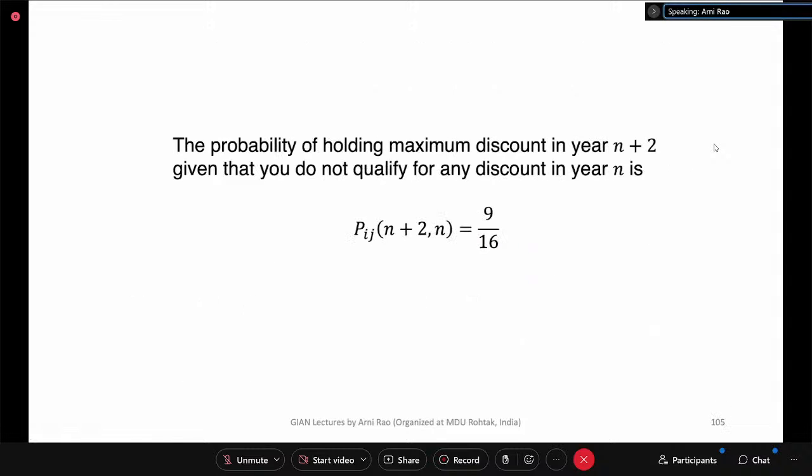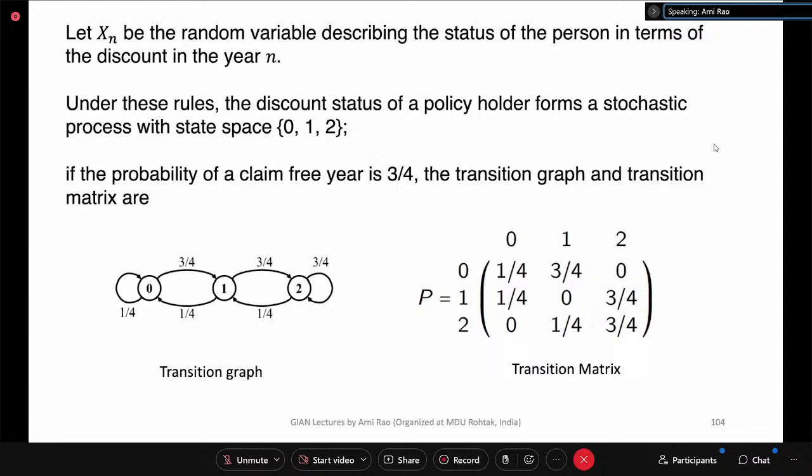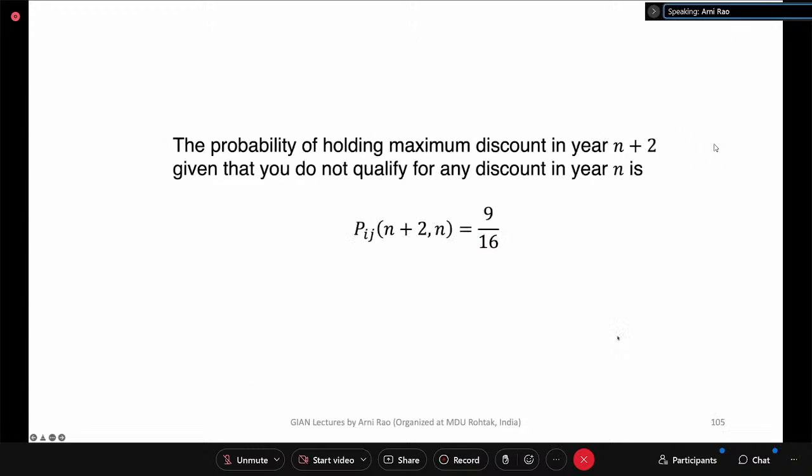So now for this kind of problem, we can compute probability. You can see that the probability of holding maximum discount in year 2 is 9 by 16, which is 3 by 4 multiplied by 3 by 4. That is P square in the previous slide. One year remained, another year, so 3 by 4 into 3 by 4, that is 9 by 16 for 2 years.